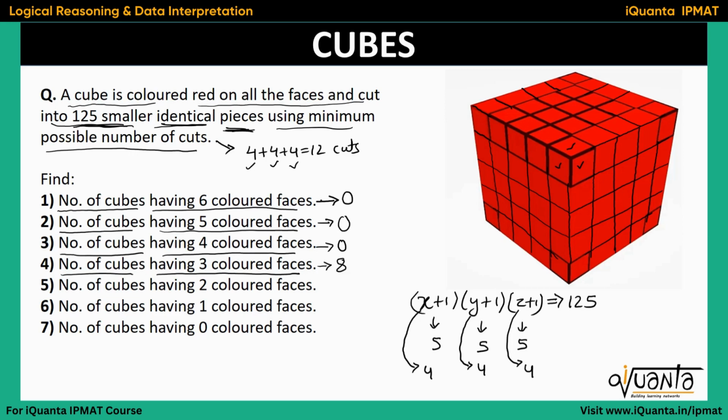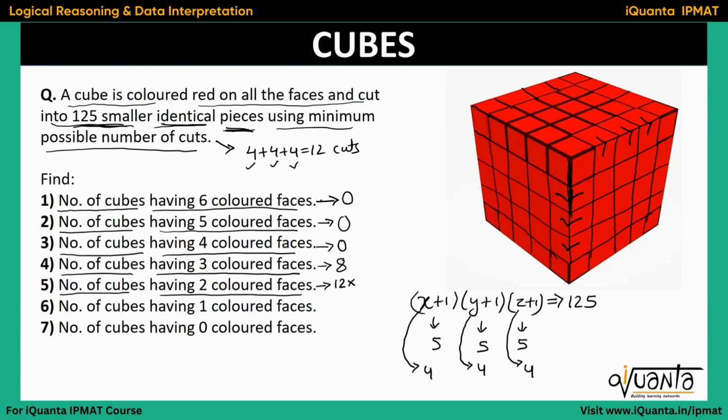Then in question number 5 we have the number of cubes having 2 colored faces, and we know that cubes with 2 colored faces are present at the edges by removing the corners. So the cubes having 2 colored faces here are this cube, then this cube, and if we come to this edge, then there are 1, 2, 3 such cubes along this edge. So we can see that along every edge there are 3 such cubes which have 2 colored faces, and we know that there are 12 edges in a cube.